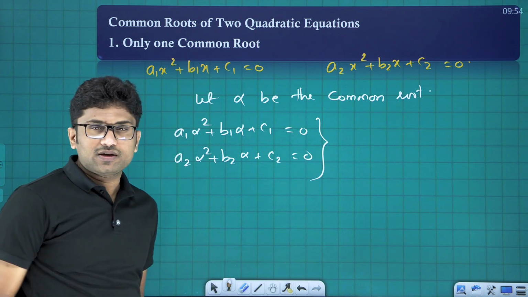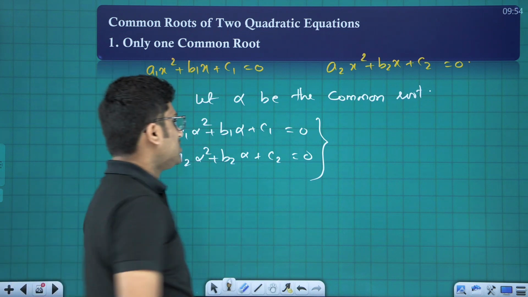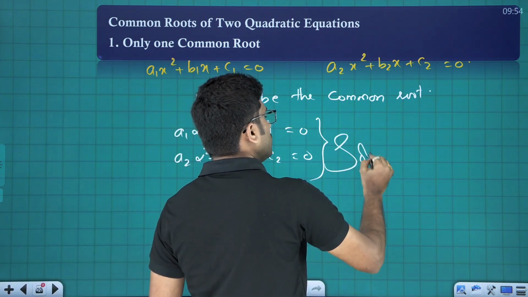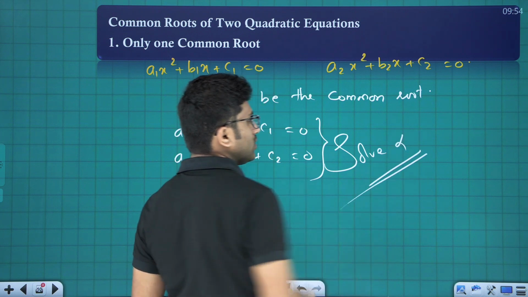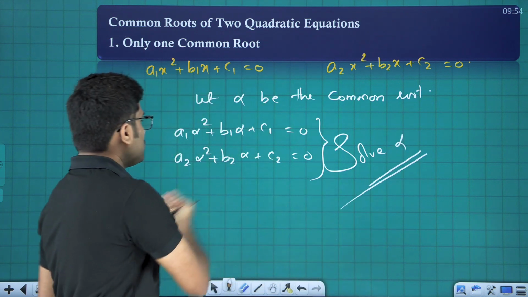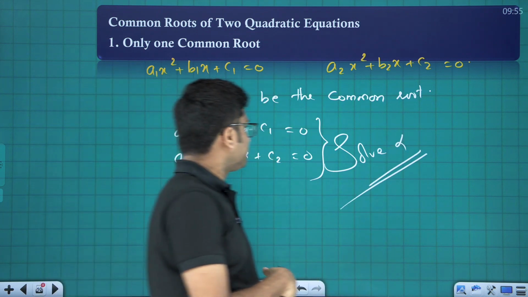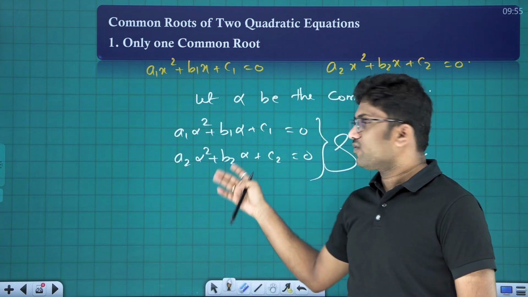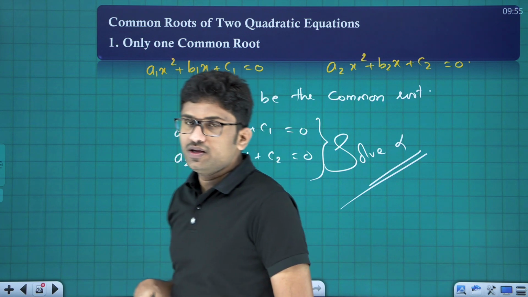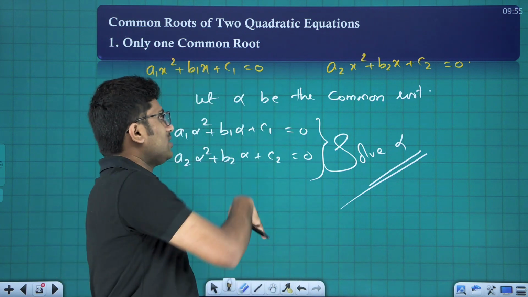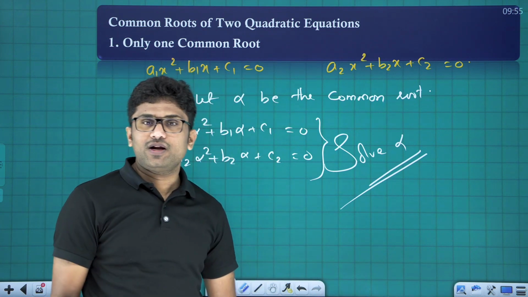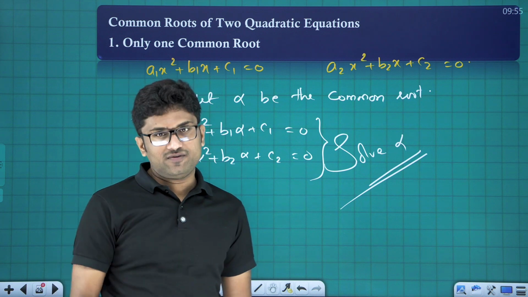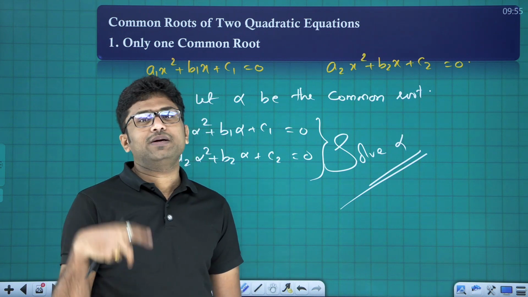Friends, simple thing. Now by using these two equations, just solve for alpha. You can solve for alpha either by using the elimination method or the substitution method. You can eliminate either alpha square or alpha. From there you will get the value of alpha. By using these equations, there is no need of remembering any formula. Just by using these equations, we can get everything required in that particular case.